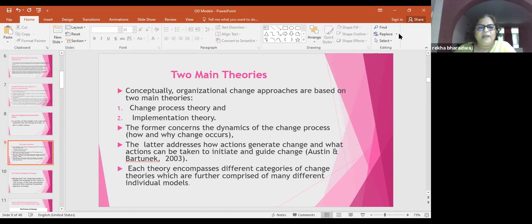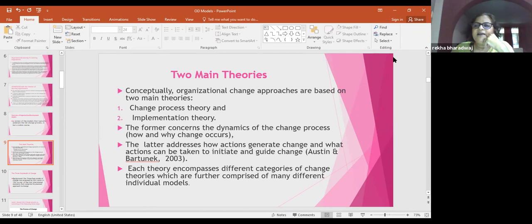Now, there are two main theories or approaches to OD. One is the change process theory, and the other is the implementation theory. Now, the former concerns the dynamics of the change process as to how and why change occurs.